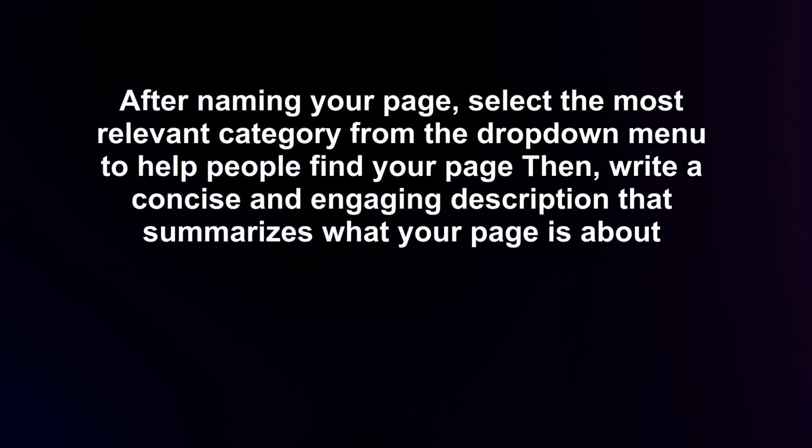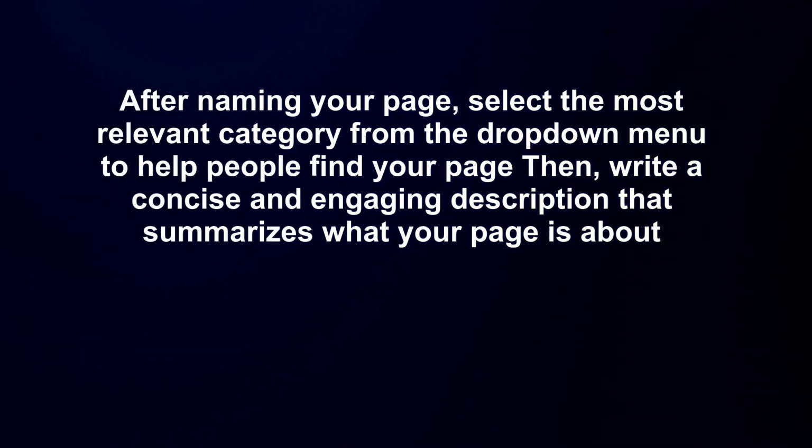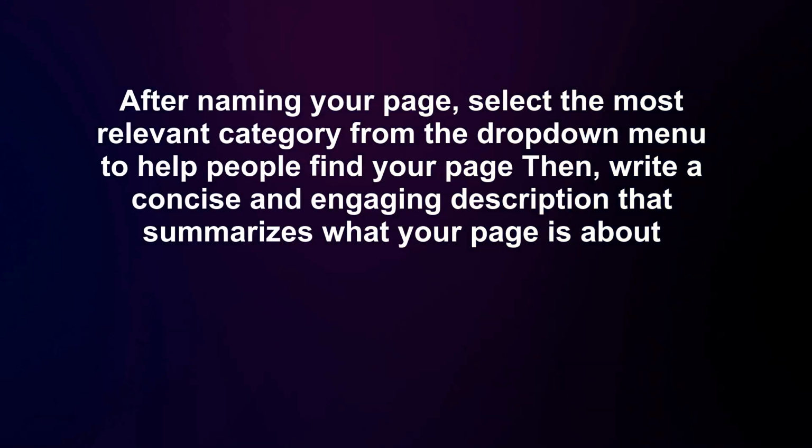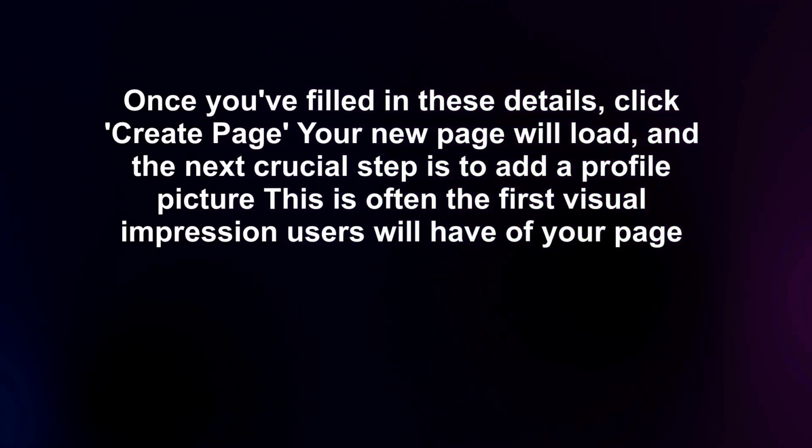After naming your page, select the most relevant category from the drop-down menu to help people find your page. Then, write a concise and engaging description that summarizes what your page is about. Once you've filled in these details, click Create Page.